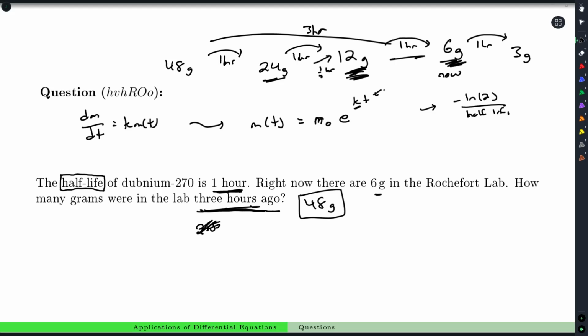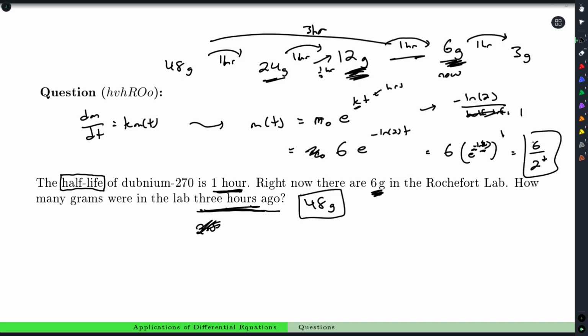Okay? So t here is in hours. Well, k here is going to be negative ln 2 over 1 hour. So I actually get a formula here. I'm going to use my initial mass as 6 grams. So we get 6e to the minus ln 2 t. Or you could say, well, that's going to be 6 and then e to the minus ln 2. Okay, well, e to the ln 2 is 2, and then 2 to the minus 1. This is actually going to be 6 over 2 to the t, if we want to.